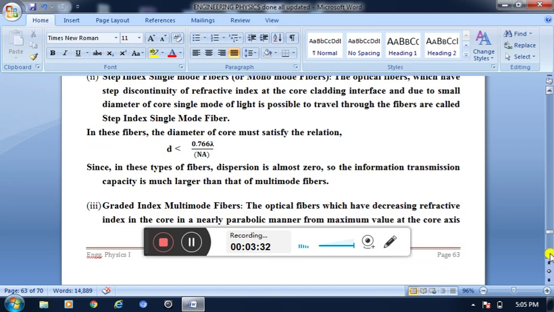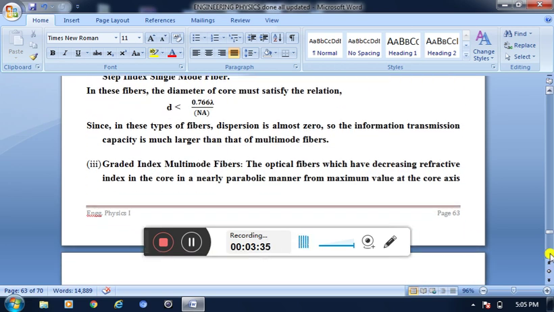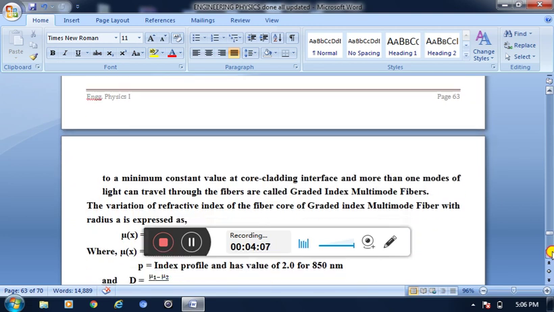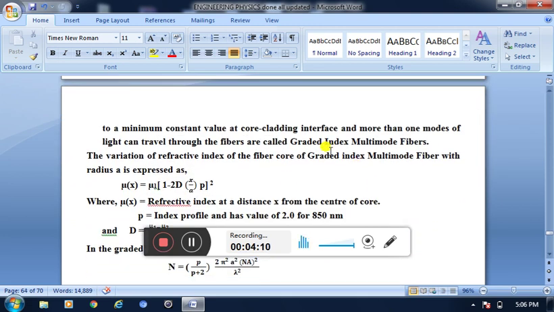Dear student, next we are going to discuss graded index multimode optical fiber. In graded index multimode optical fiber, the refractive index decreases toward the surface of the core cladding interface. It means in graded index multimode optical fiber, the profile is parabolic in manner. It means more than one light mode can travel in the graded index multimode optical fiber.